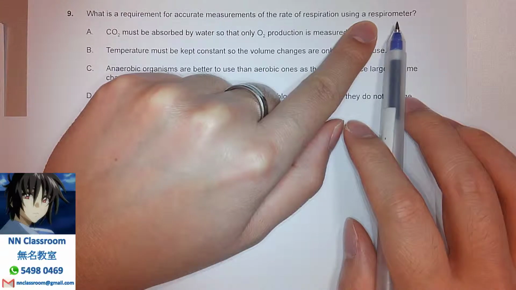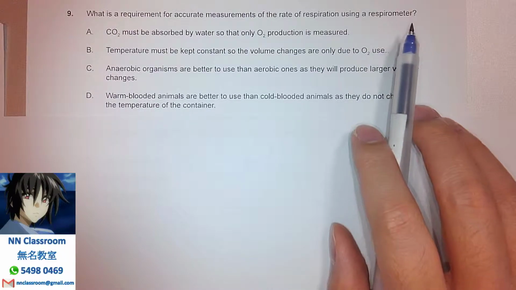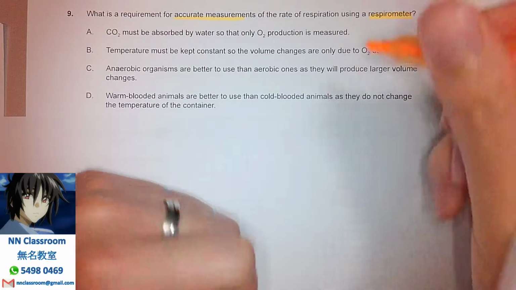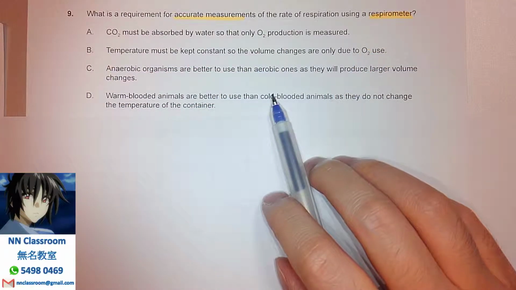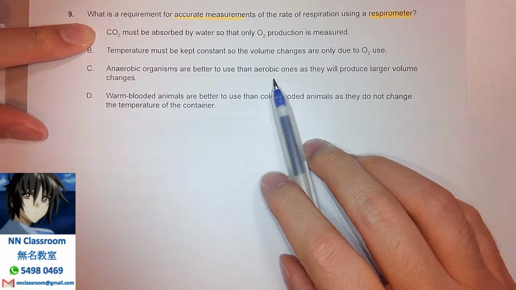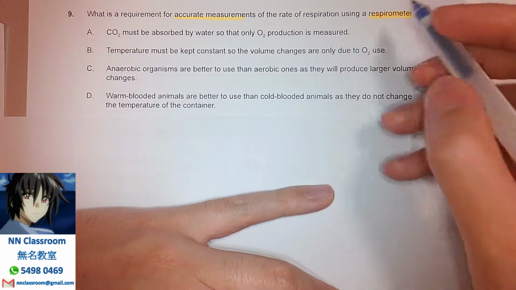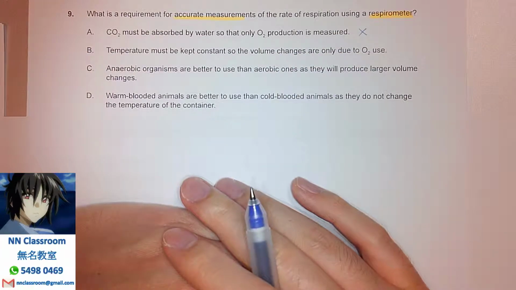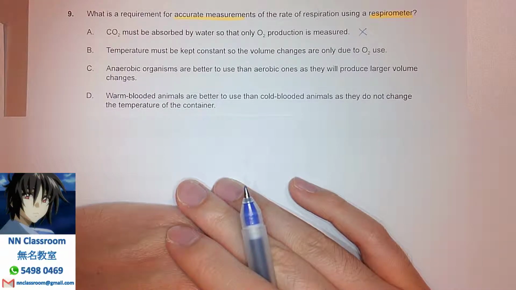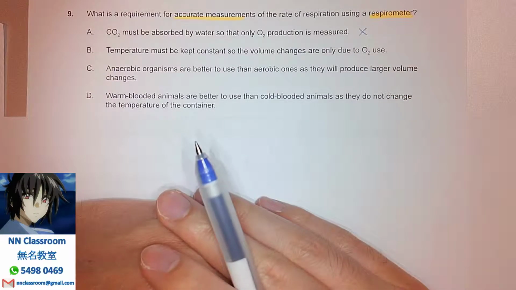The importance of this respirometer is that for this experimental design, we want to make an accurate measurement. So which one of the following choices would provide us with an accurate measurement? Let's see. A, CO2 must be absorbed by water so that only O2 production is measured. This is totally a wrong statement because the respirometer measures both the breathing in and breathing out in terms of the pressure change and so related to the volume display.